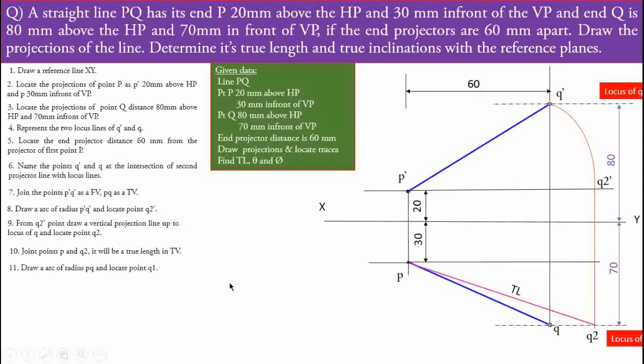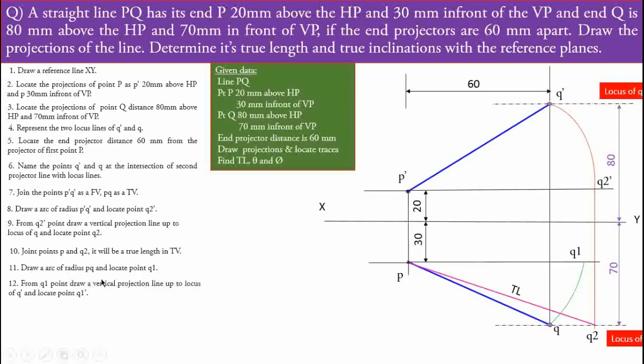Next step, draw a arc of radius pq and locate the point q1. Means we have to consider p to q, the top view length distance as a radius, p as a center, and we have to draw the reverse arc and we have to represent the point q1. Means in this way you can observe, p to q as a radius, p as a center, draw arc and name that point as a q1.